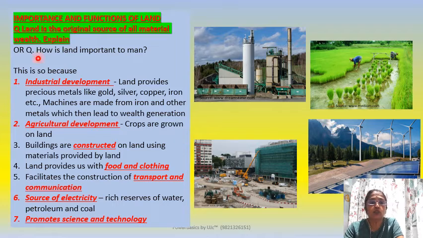So if they ask you the question, how is land important to man? It is different from characteristics of land. Or land is the source of all material wealth, which means the money we earn comes from land. How? Write these points.